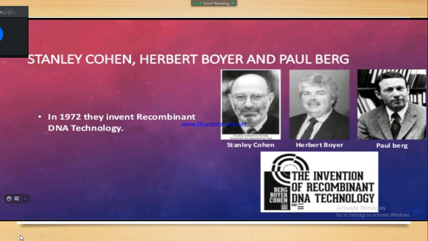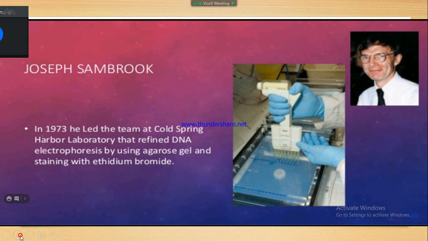Stanley Cohen and Herbert Boyer, in 1972, invented recombinant DNA technology: how we recombine our DNA, how we change it, and how we insert our required gene into a specific plant or animal.